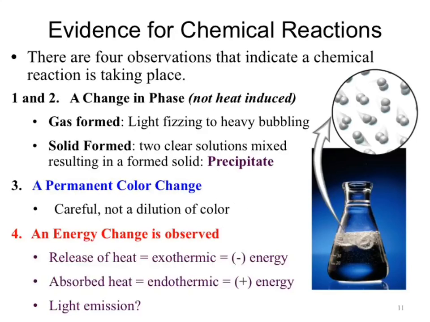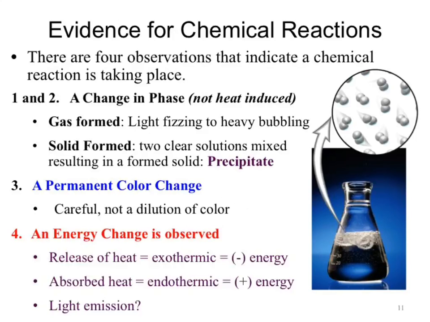So the two big phase changes the textbook makes reference to are gas forming and solid forming. Those are your two big ones. For a gas forming, you can see a light fizzing to heavy bubbling. You have seen this already when you reacted baking soda with your vinegar; you should have seen some bubbling. The picture here is supposed to show that.